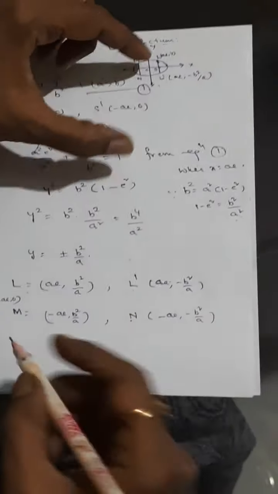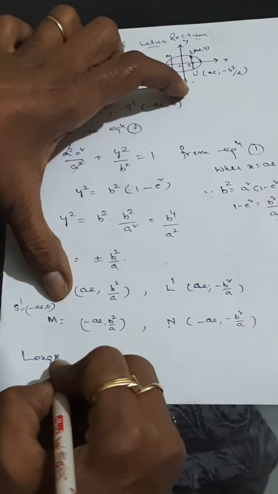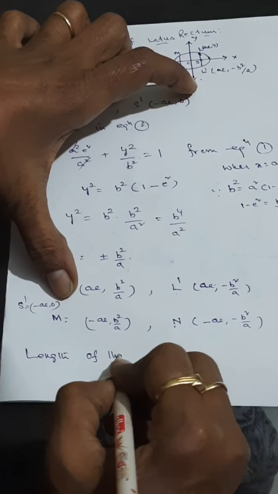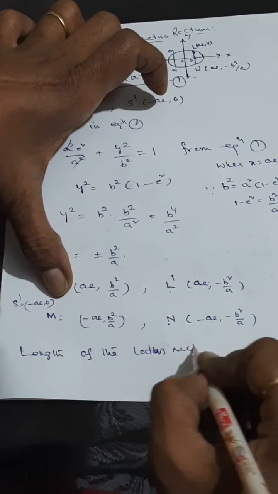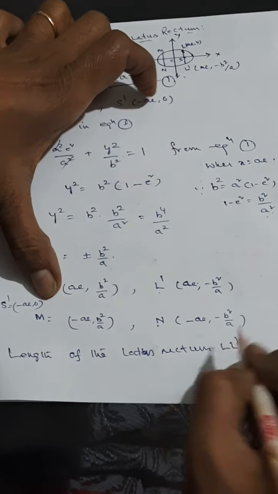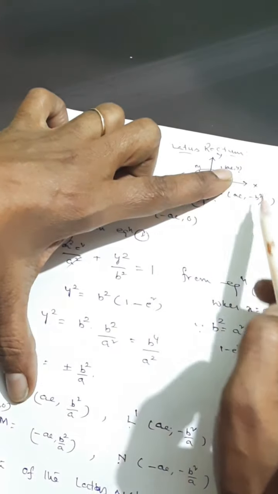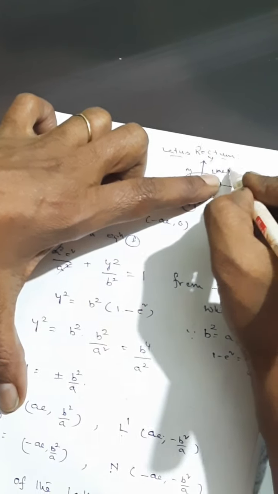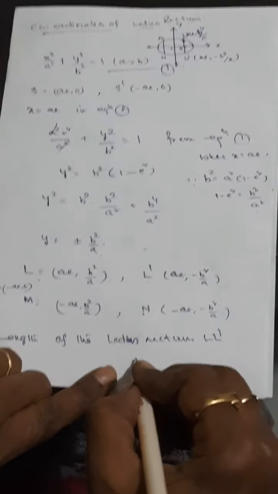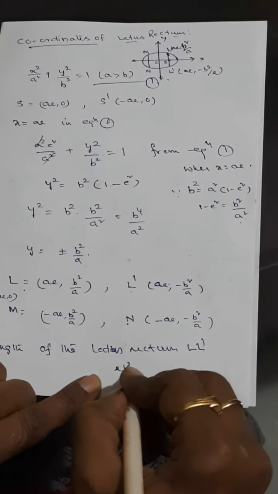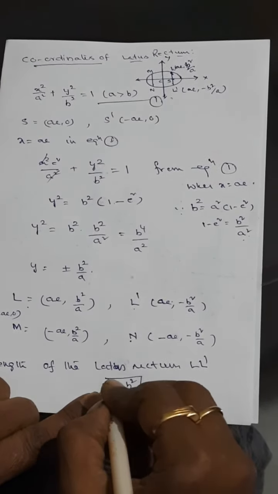Now, length of the latus rectum. The length of the latus rectum L, L dash is 2b square. Here y is b square by a. So the length of the latus rectum is equal to 2b square by a. It is very important.